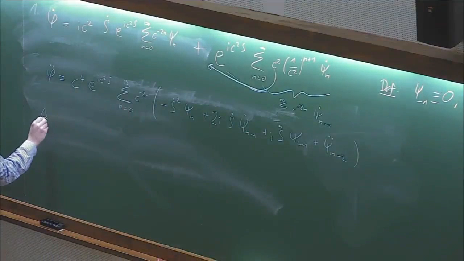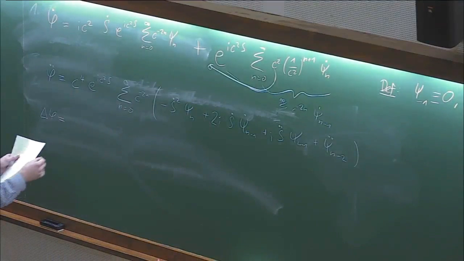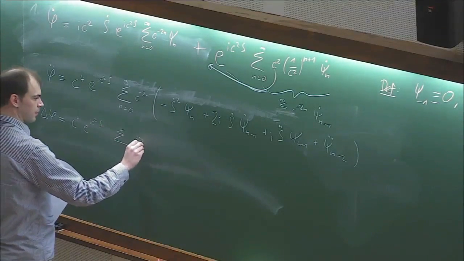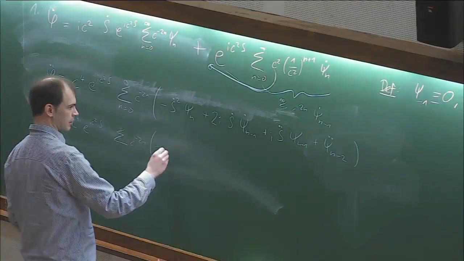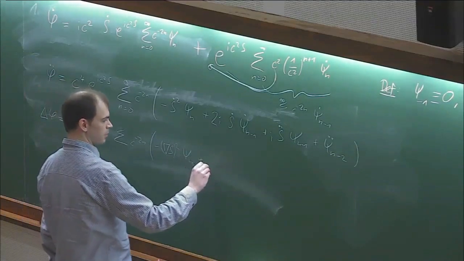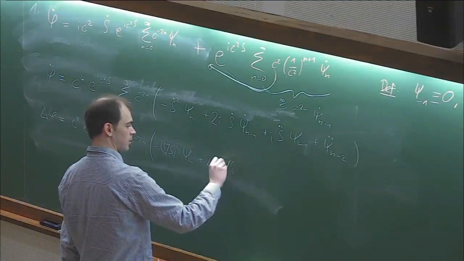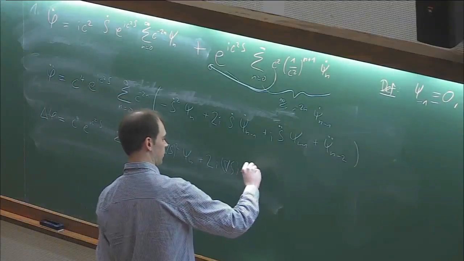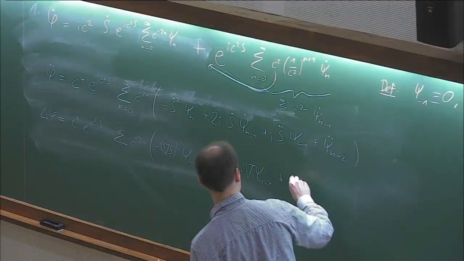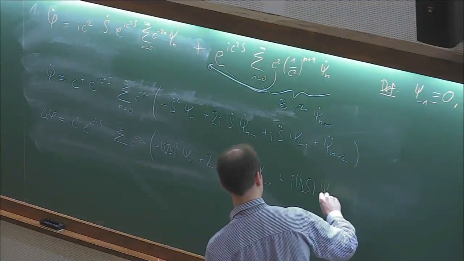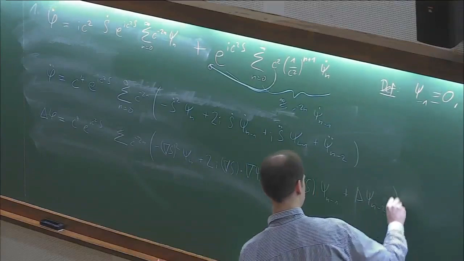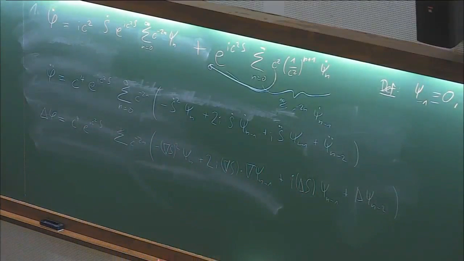And we can do exactly the same for the spatial derivative. So the Laplacian of psi is also c to the 4, e to the i c squared s, and then we have minus gradient of s squared psi n plus 2i gradient of s multiplied with gradient of psi n minus 1, plus i Laplace s psi n minus 1, plus Laplace psi n minus 2.